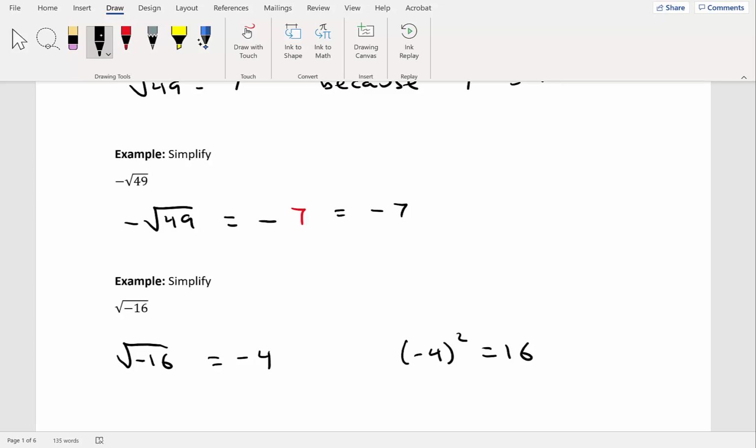Okay. So in this particular case, square root of negative 16 is not a real number. And we'll take a look at what this would be later on. But for now, this is not a real number. So whenever you have the square root of a negative number, this is not a real number. Because there is no number where you raise it to the second power that will give you a negative result.